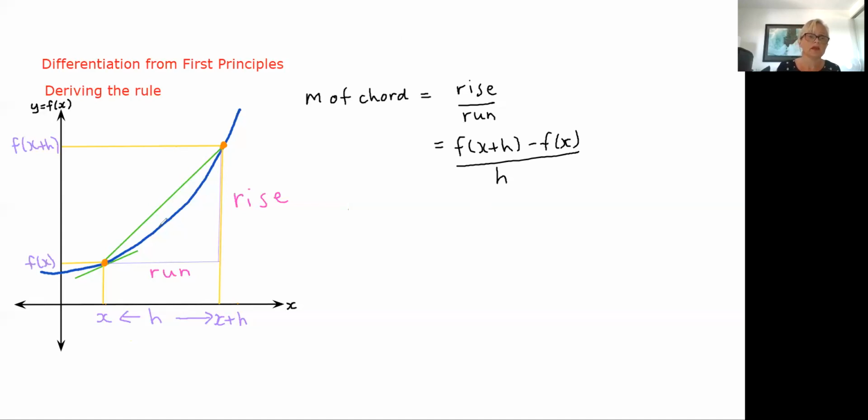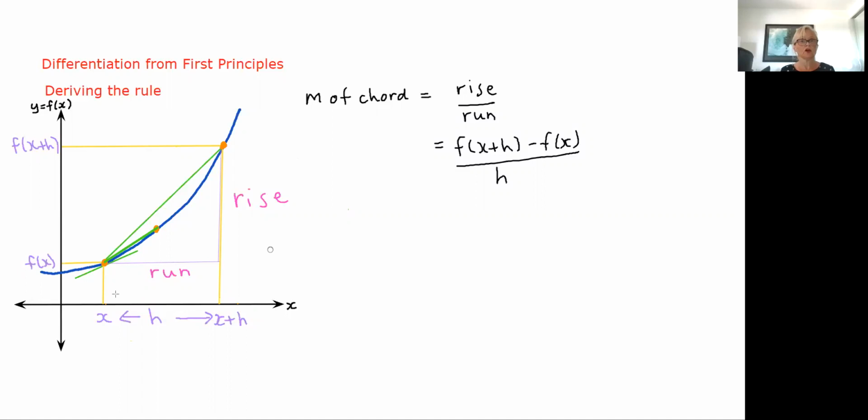And let's imagine, say I picked this point instead that's a little bit closer. What's going to happen there? What's going to happen if I had a chord between here and here instead? What do you think is going to happen there? Is that gradient going to be closer to this gradient? Well, yes, it will. And in fact, the closer you get, the closer these orange dots get to this point here, x, f of x, the closer you will get to the gradient of the tangent.